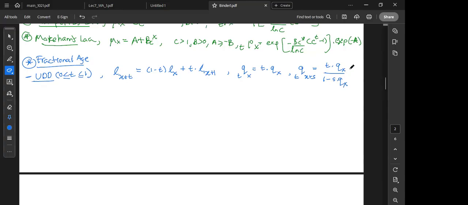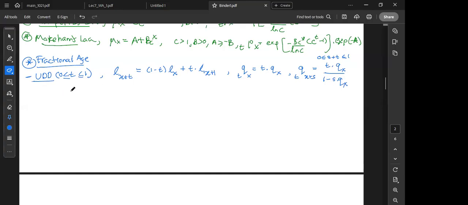So this is valid under this condition, where these two fractional ages should sum up to 1 or less than that. So in here you can see, this is the probability of death occurring for a person who is at age X within T years. And this is surviving from X to S. So the survival probability can be written as 1 minus the death probability. That is how we got this one.